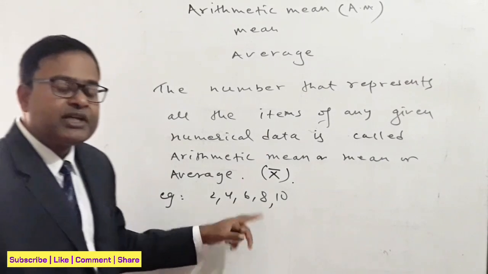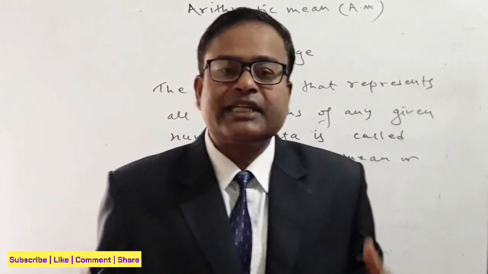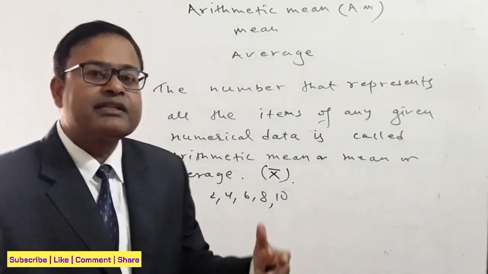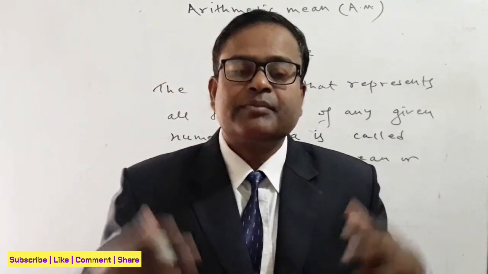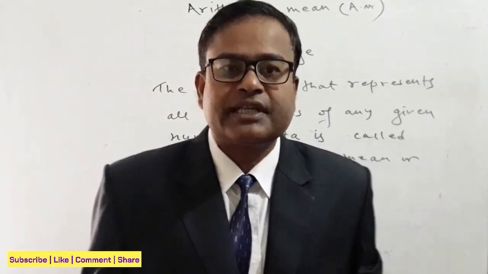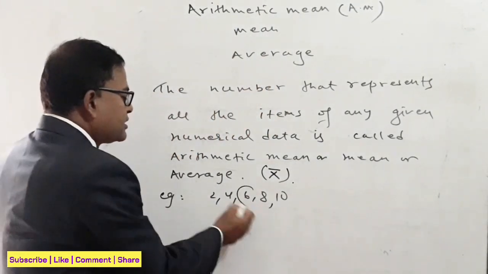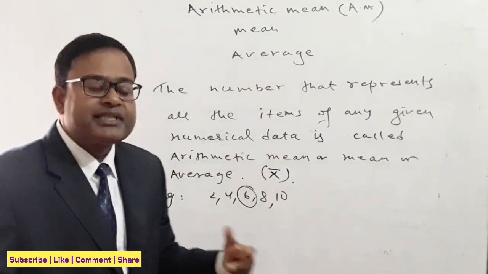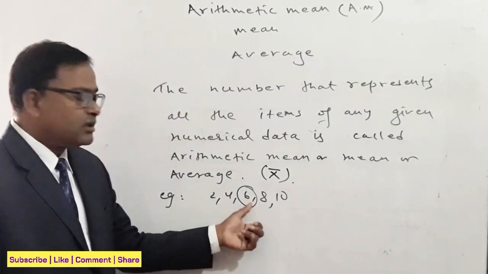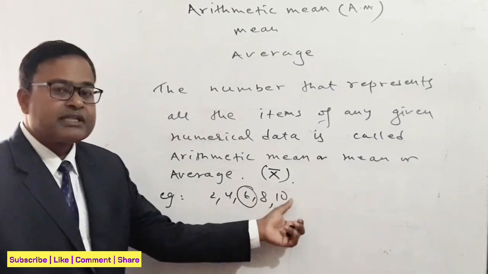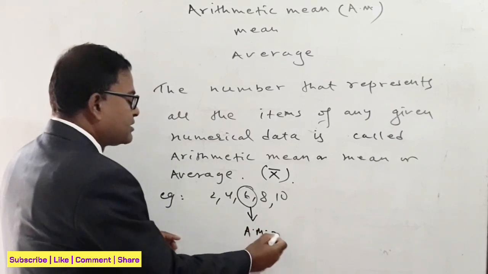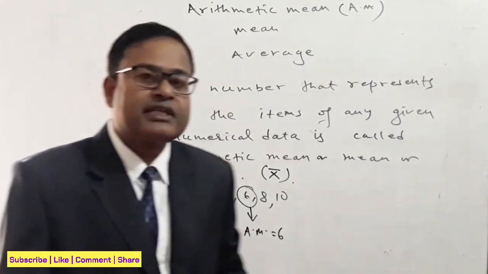Now the property of arithmetic mean is that it lies at the central part of the data. If a data is given, then we can find arithmetic mean, or simply average, by the inspection method also. That means we can easily guess what is the average of the given data. The arithmetic mean lies at the central part of the data. So in this example, the number 6 lies in the central part of the data. So we can say 6 is the arithmetic mean, or the average of the given data.